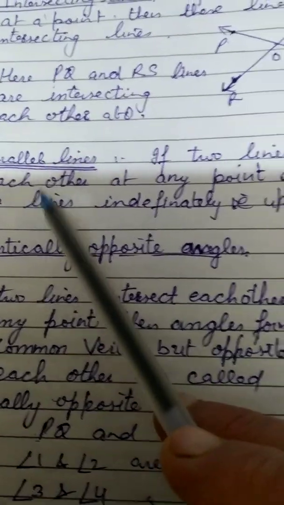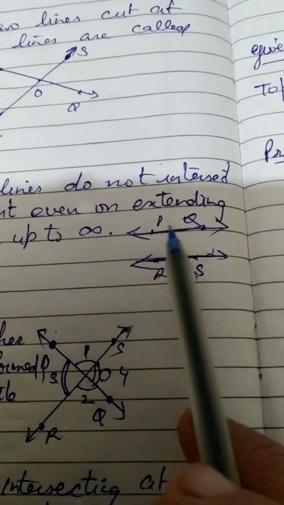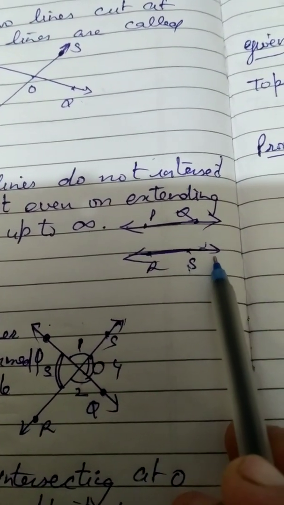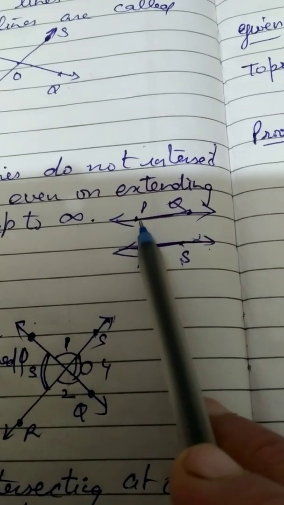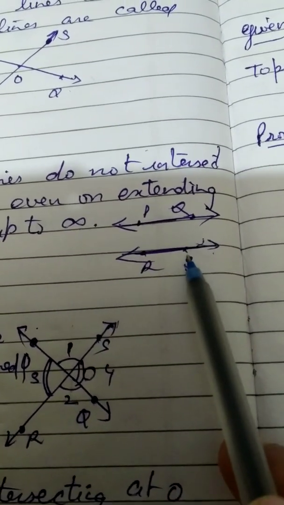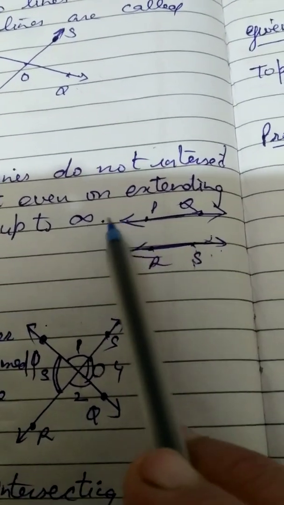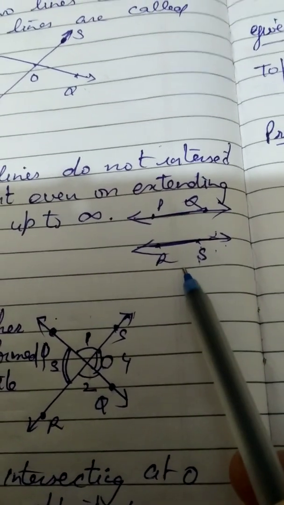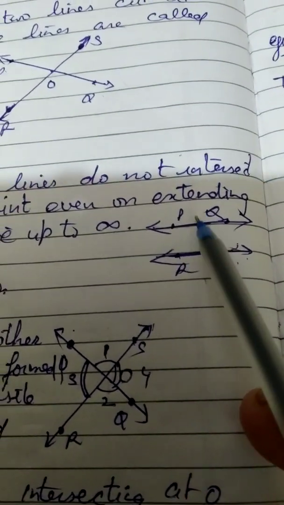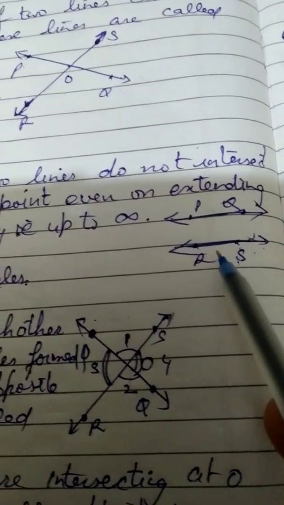Then we come to parallel lines. Two lines are said to be parallel if they do not intersect each other at any point, even if they are extended up to infinity. See here, lines PQ and RS are parallel to each other. If these lines are extended to infinity, even then they will not intersect each other at any point. One important example of this is the railway track.